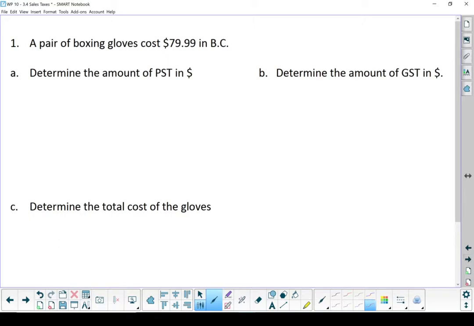Here we got our first question. And because we're in Saskatchewan, let's change this from BC. Let's talk about what Saskatchewan taxes. And remember, in Saskatchewan, PST equals 6%. Let's do question A. Determine the amount of PST in dollars.